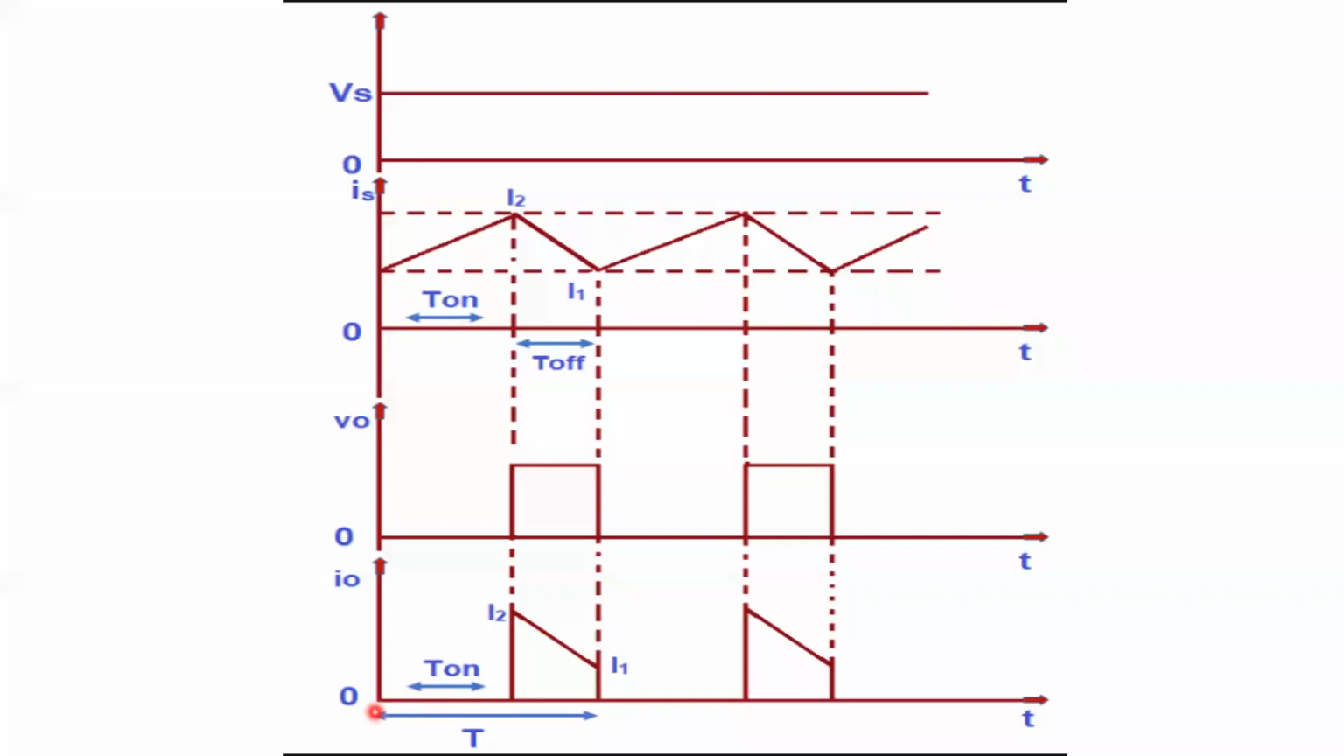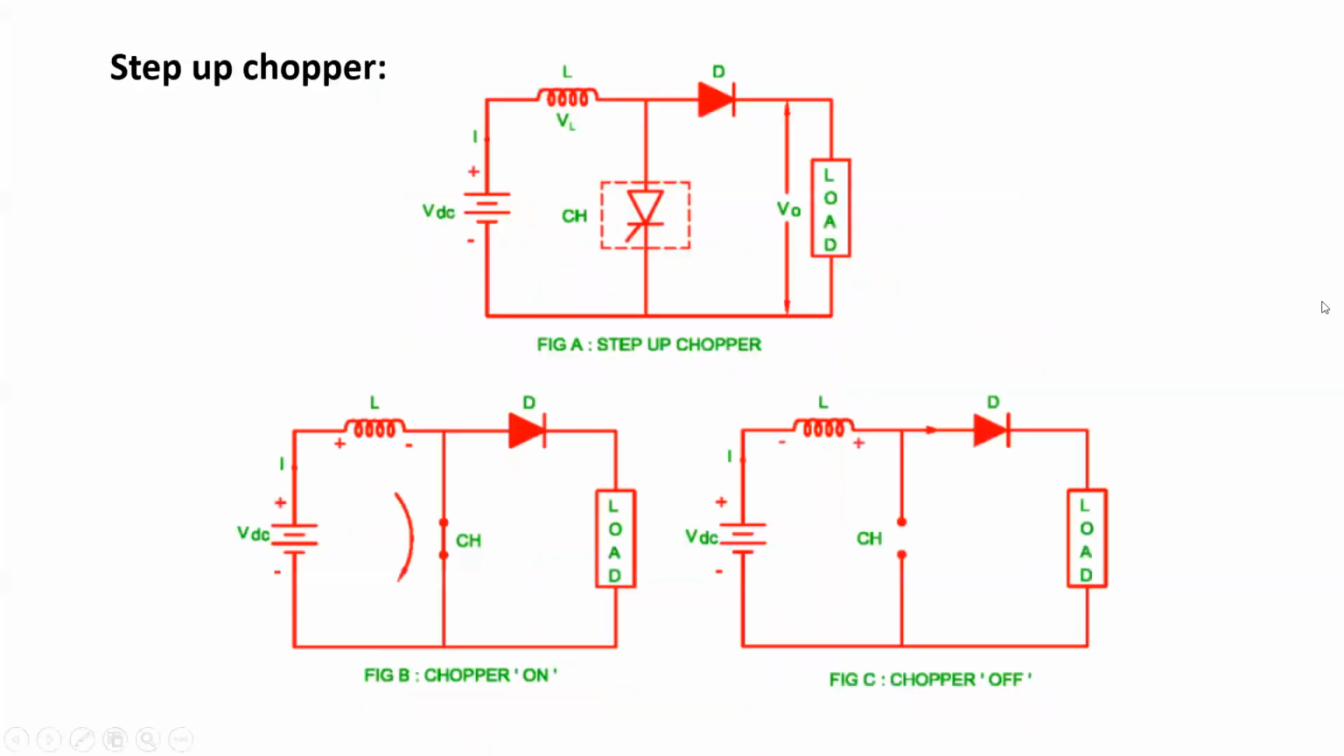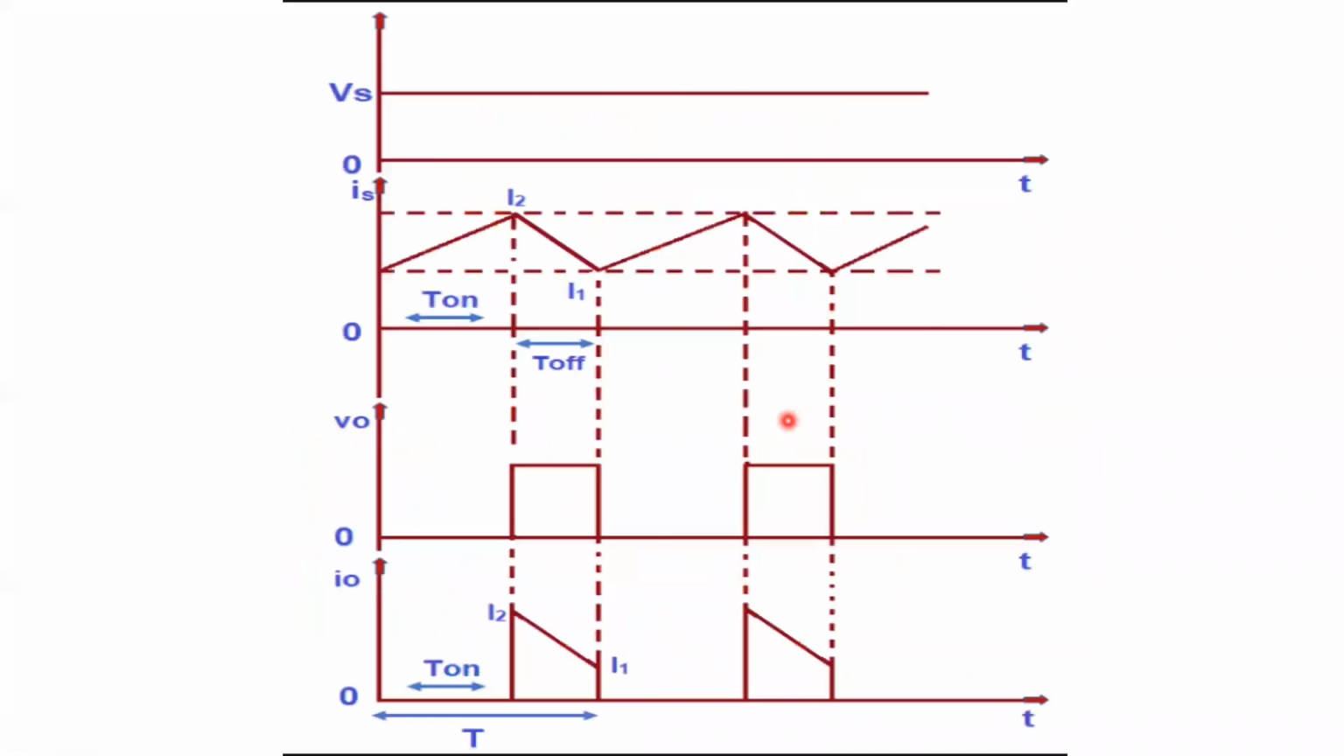During turn on time, our inductance is going to absorb the energy from the circuit. That means the current value is increased. And during turn off time, our inductance is going to deliver the energy. That means the current value is going to be decreased. The same thing is represented in the output current.